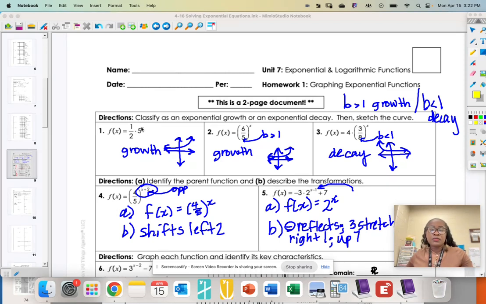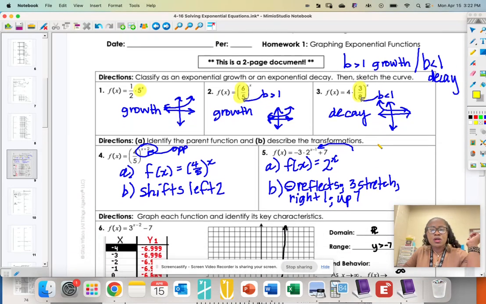Find your b. The b for number 1 is 5. 5 is greater than 1, you got growth. Here's a sketch going upward. Look at number 2. Find your b. It's 6 over 5. 6 over 5 is greater than 1 because it's like one whole and a little bit more. So that's growth, and it's going to be going upward. The next one, your b is 3 over 8. It's less than 1, so decay. It's going to sketch a curve from the top going downward.